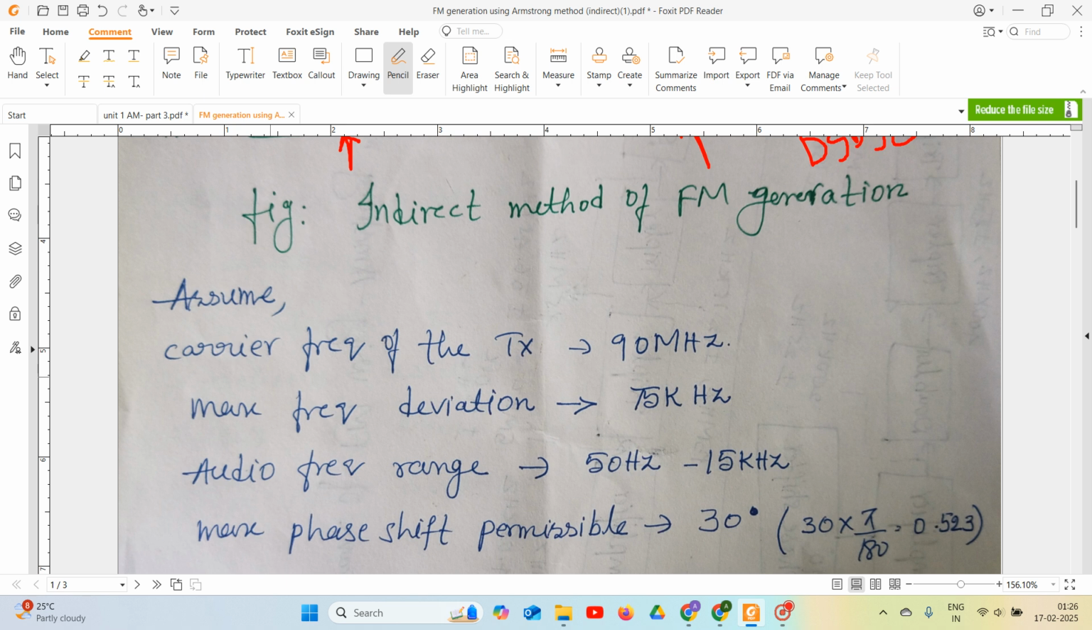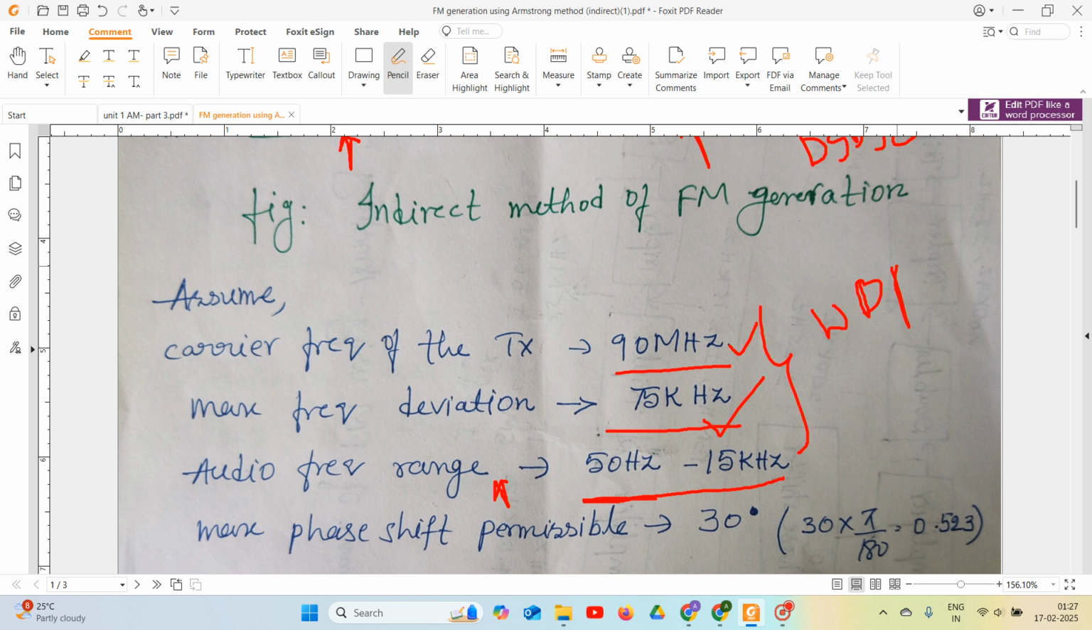For the following specification, we are going to generate a carrier frequency of 90 megahertz with a maximum deviation of 75 kilohertz. The frequency shift, or change of frequency, of your carrier signal we call the frequency deviation. Our input signal is minimum 50 hertz, maximum 15 kilohertz. These are the specifications of wideband FM.